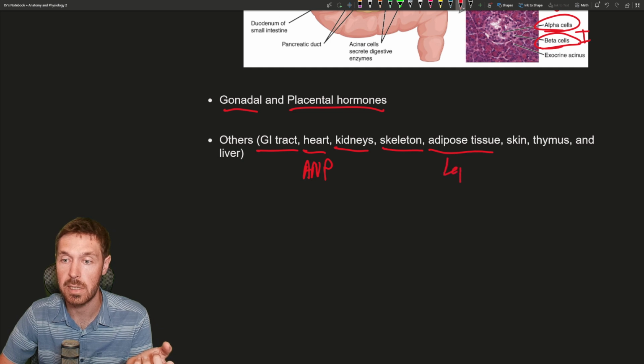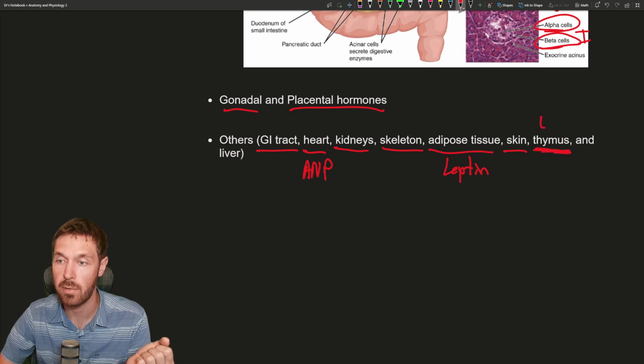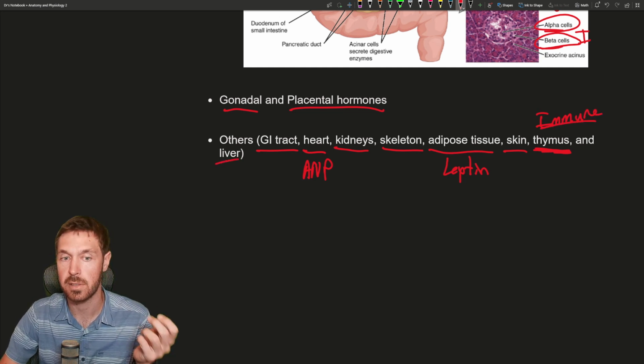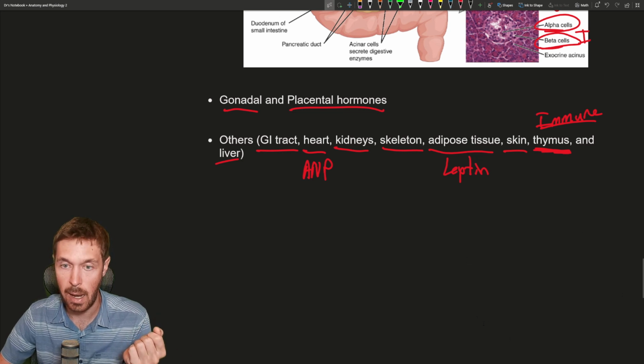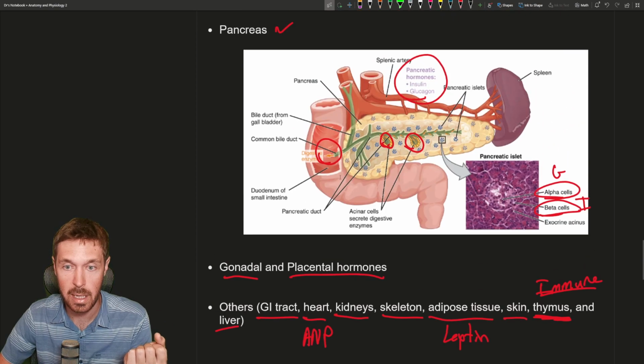Adipose tissue releases leptin, which informs the body that it can release estrogen and has enough energy storage for pregnancy. So it's really important in women to have high enough leptin levels. Skin can release some hormones for vitamin D production and things like that. The thymus here is important for the immune system. There are some specific hormones involved in there for the immune response, and your liver can also release some hormones as well.